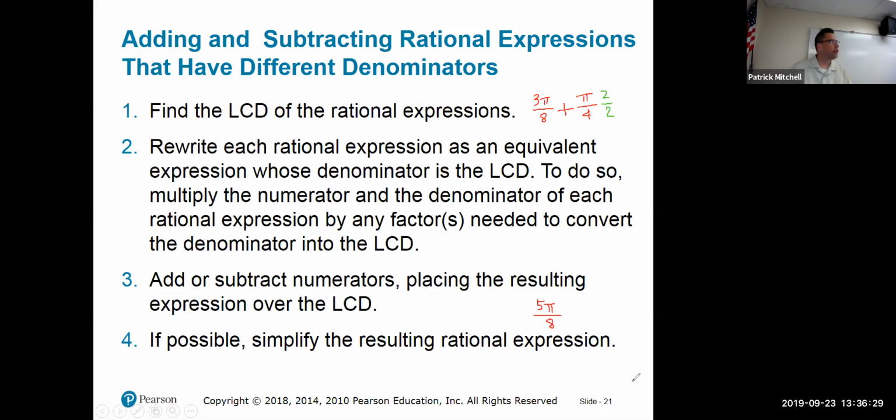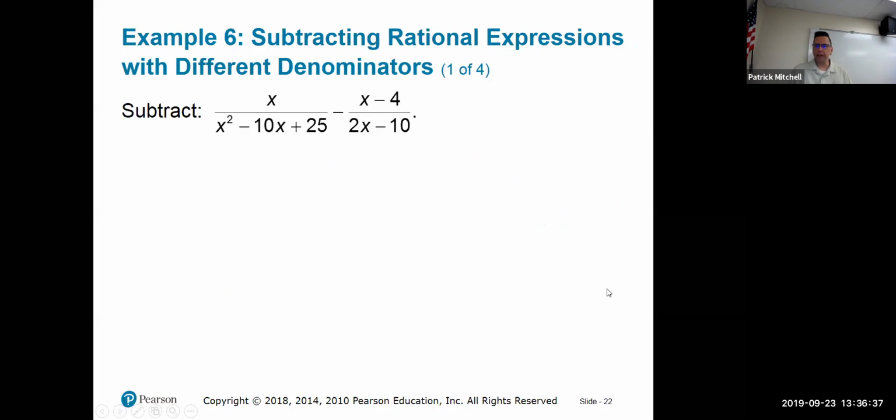So let's see how that works when everything is a polynomial. All right, so the example is x over x squared minus 10x plus 25, subtracting x minus 4 over 2x minus 10. Okay, so step 1, find the LCD.